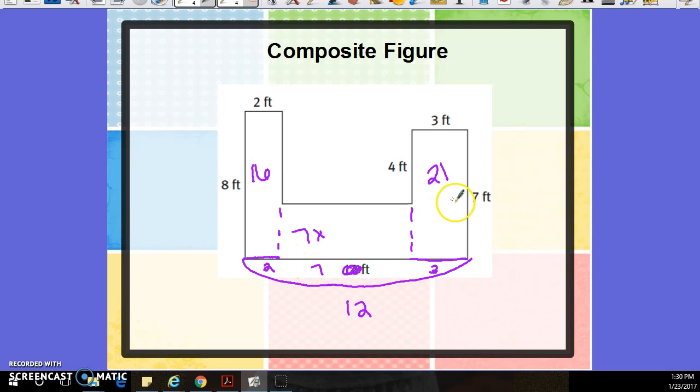So we're going to multiply 7 times what? 3. Why do we need 3? I subtracted 4. Yeah, because we know from here all the way down is 7, because that's how long it is on this side. But from here to here, it's 4. So how much does this have to be to equal 7? It has to be 3. And 7 times 3 is 21. So now we have to add them all together. So 21 plus 21 plus 16 gives us what? 58. 58 feet squared.